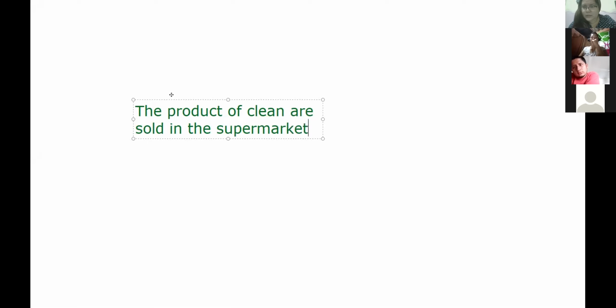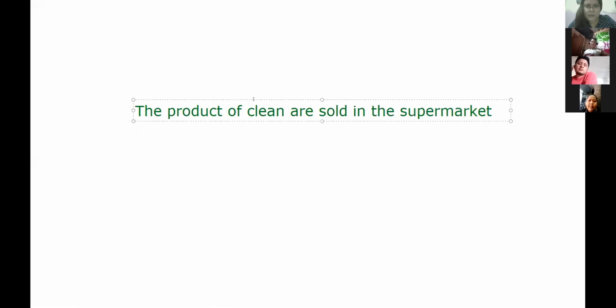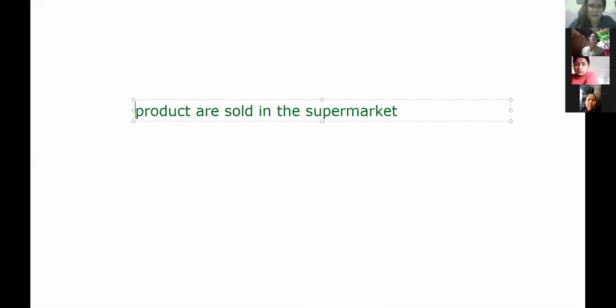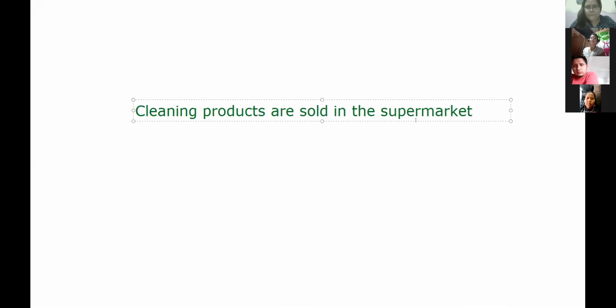Like this? Yes, the same. The product. Clean. We're going to change this and say cleaning, okay? Cleaning products. Cleaning products are sold in the supermarket. Okay, perfect. This is in the present.